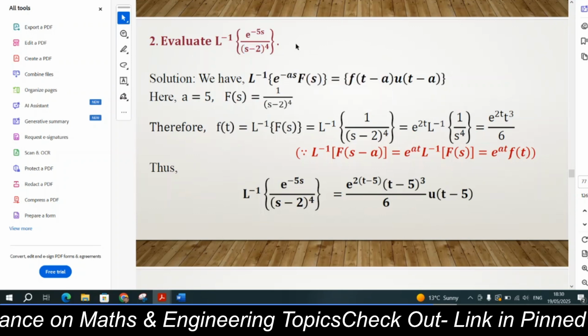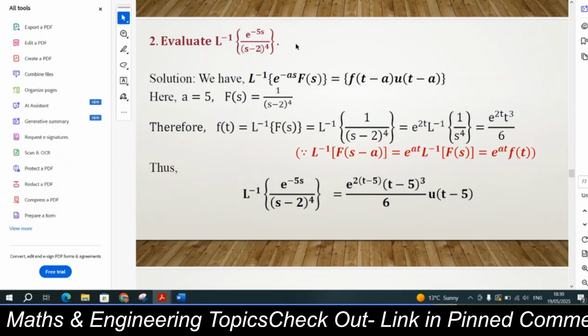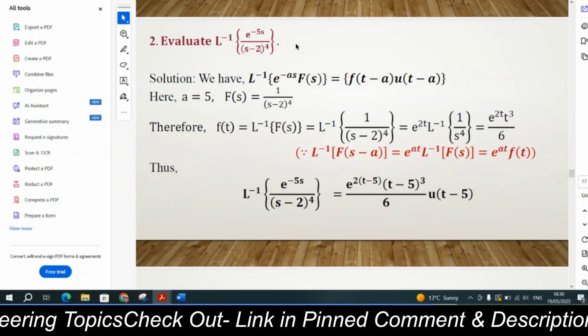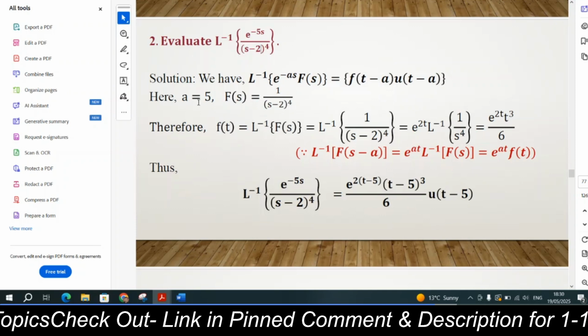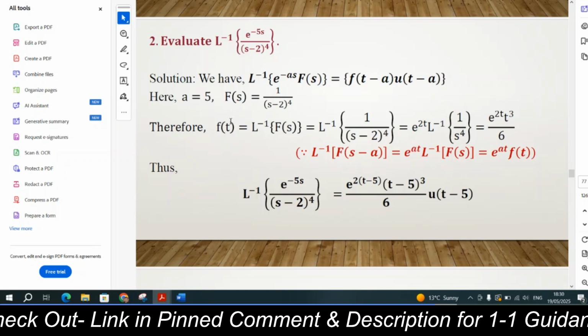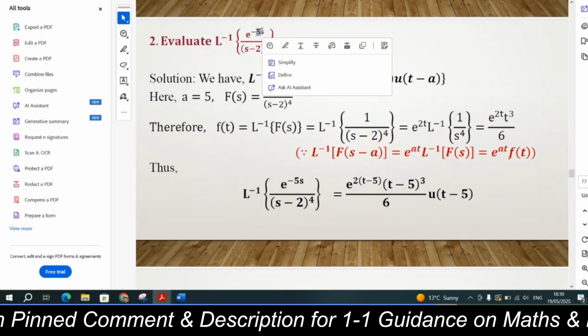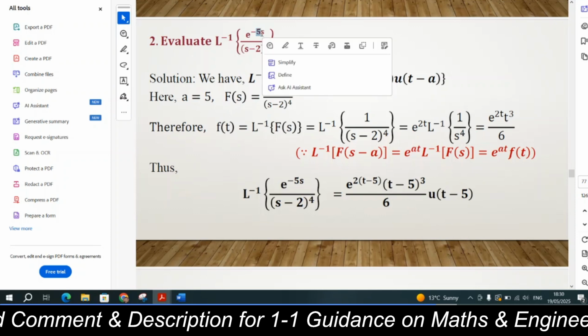Laplace inverse of e raised to minus 5s upon s minus 2 the whole raised to 4. You will see over here you have this, you also have this. You are having two separate things together. So you are having your first shifting and second shifting together.